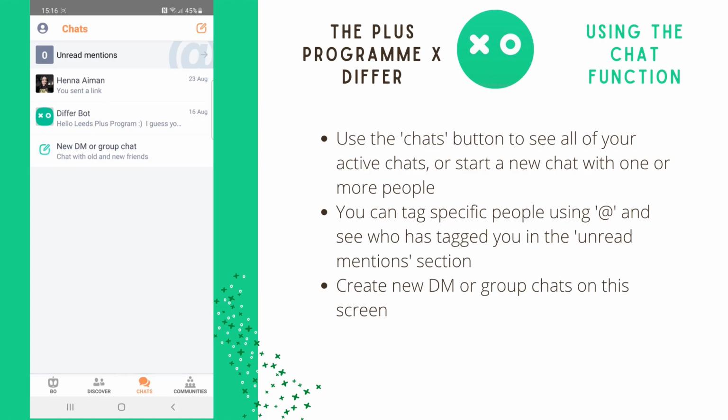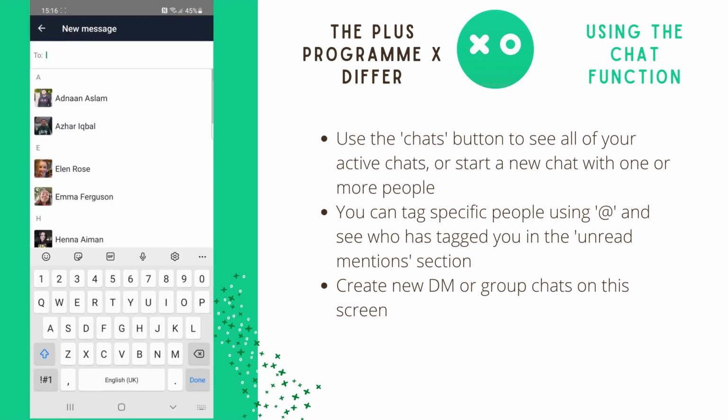You can also see your other chats, including chats with the Differ bot that starts off when you open the app. You can create a new direct message. So I can pick any of these people and send them a direct message, or you could create a group with a couple of different people just like this.